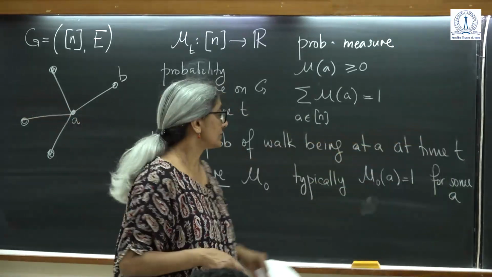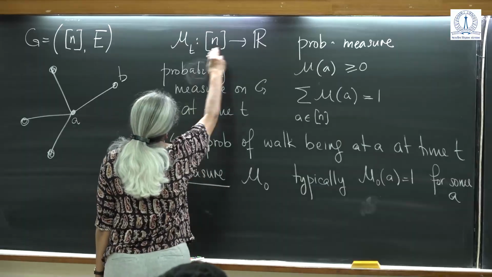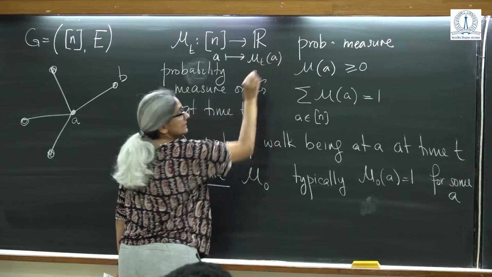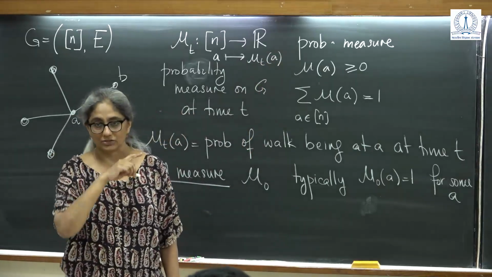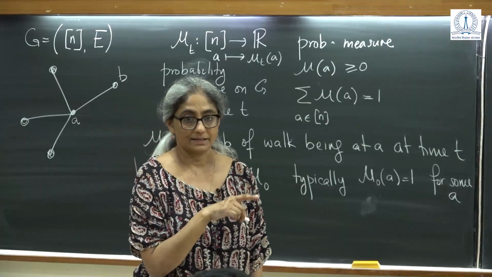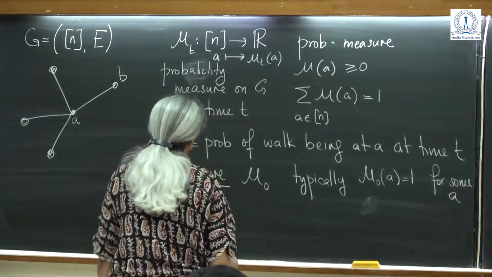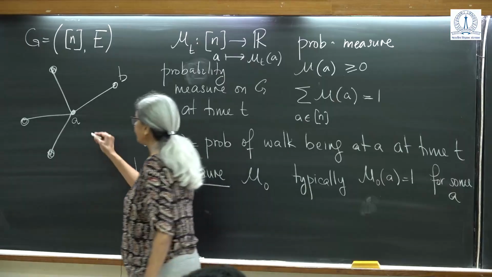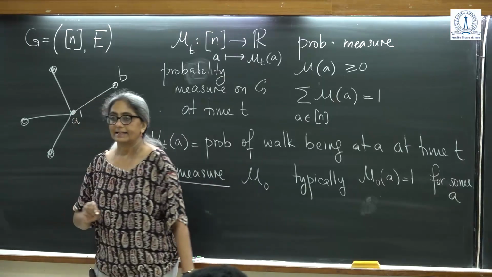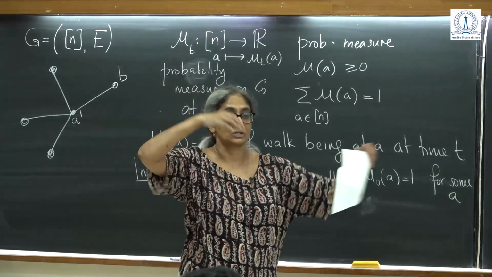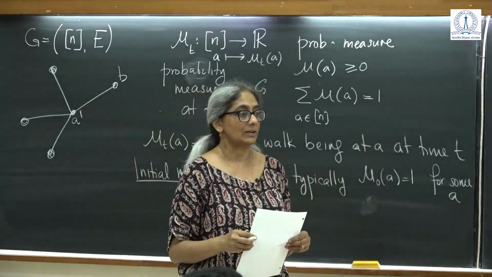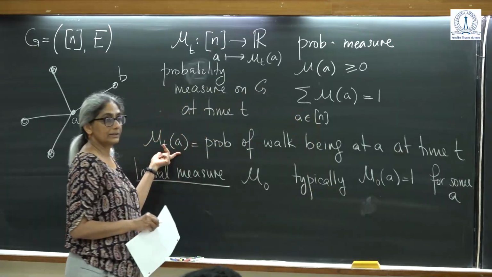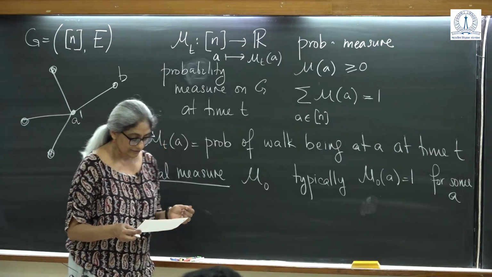You should think of this mu t as a function that takes every vertex to a number. But it has to sum to 1 and it has to be non-negative. Is that okay? So in the beginning, we're starting with this measure called mu 0. All its mass is sitting at one vertex. This is where we're starting. So all the mass is here. And then after one step, you have a chance to move to different vertices. What we first want to calculate is, what is this mu t of A? Let's calculate this mu t of A.